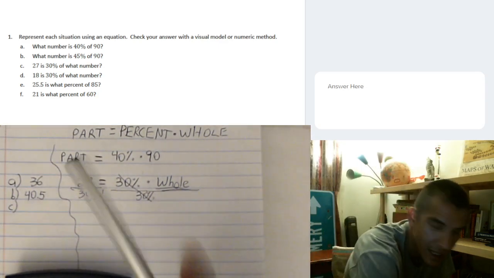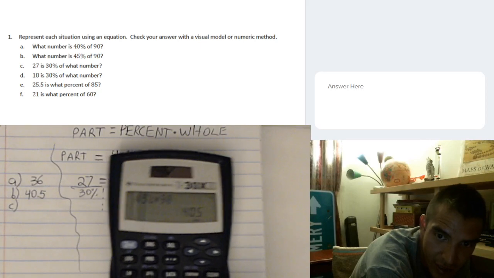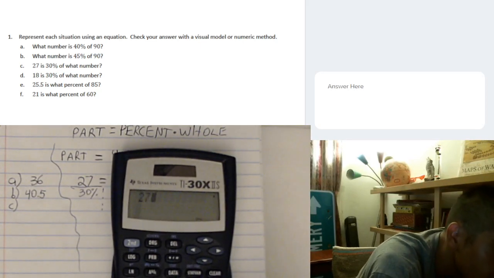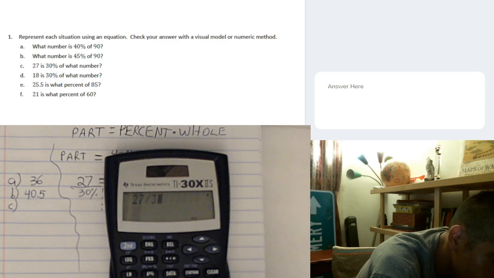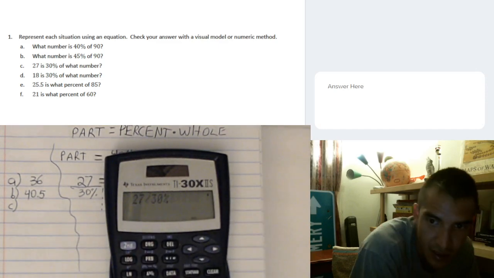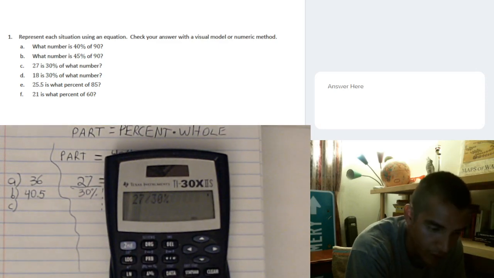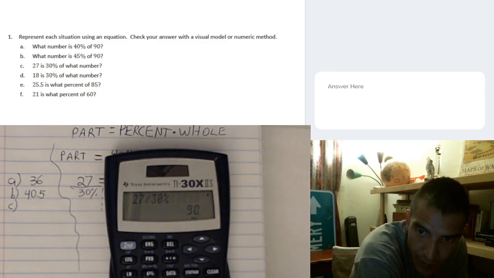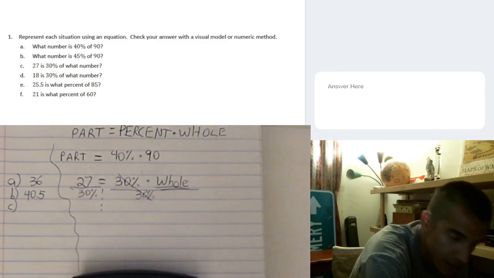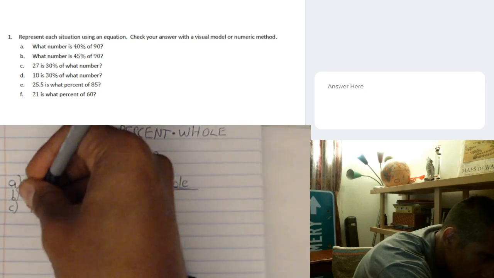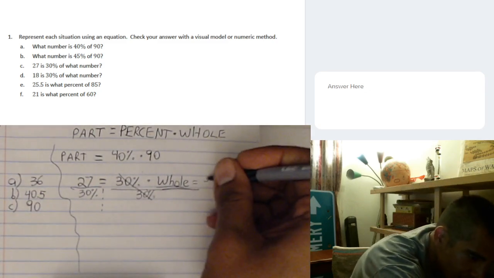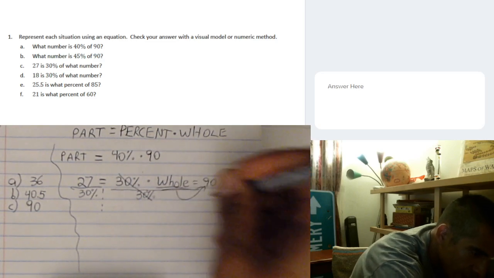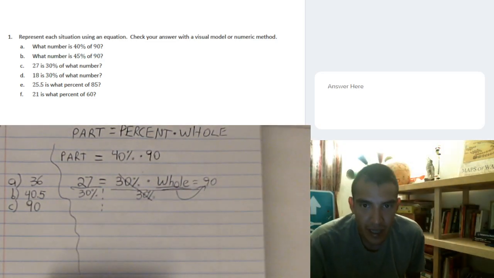What about on this side? Let's try that on the calculator. 27 divided by 30%, or you can do 0.30. We get 90. So 90 is the whole. The whole right here equals 90. Okay, let's try that again.